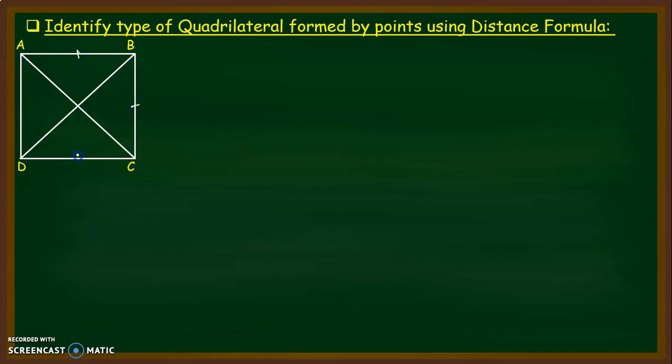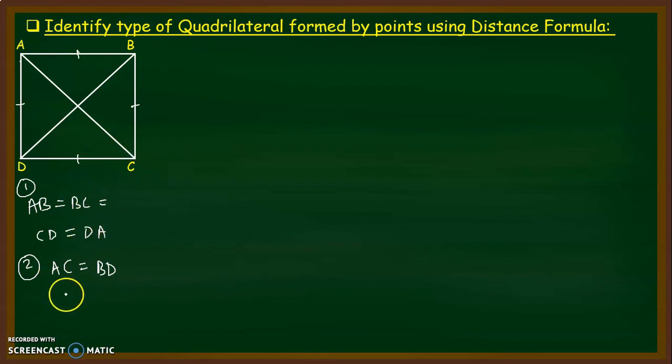The distance between A and B will be equal to the distance between B and C, which will be equal to CD, equal to AD. All four sides of the square are equal, that is the first property. And the second property is that the diagonals of the square are also equal, meaning AC will be equal to BD. If those two conditions are satisfied, then we can say these 4 points will form a square.